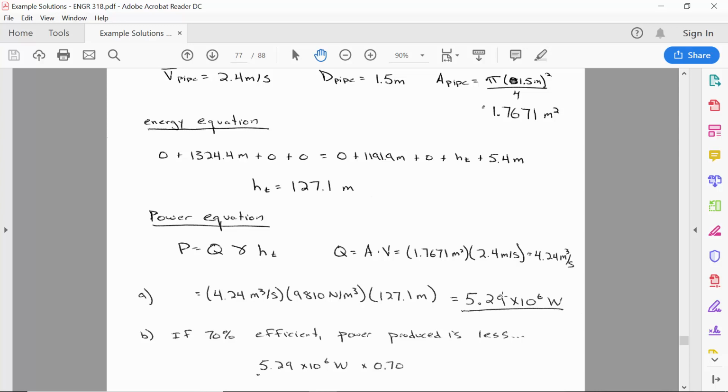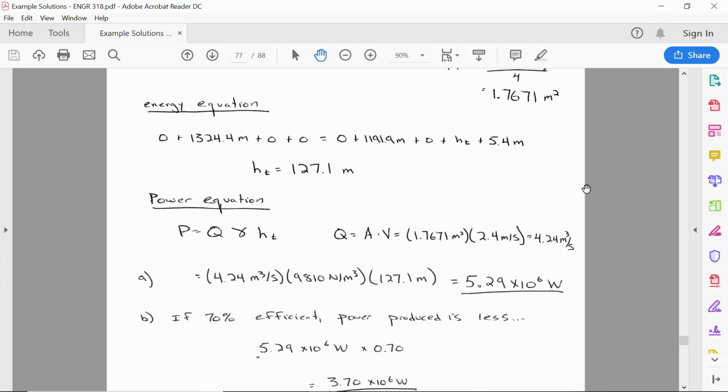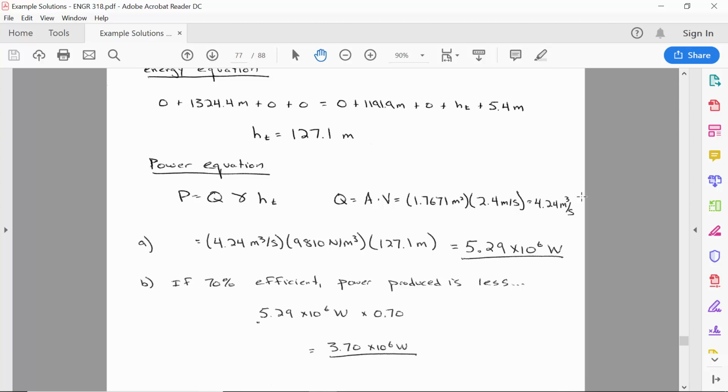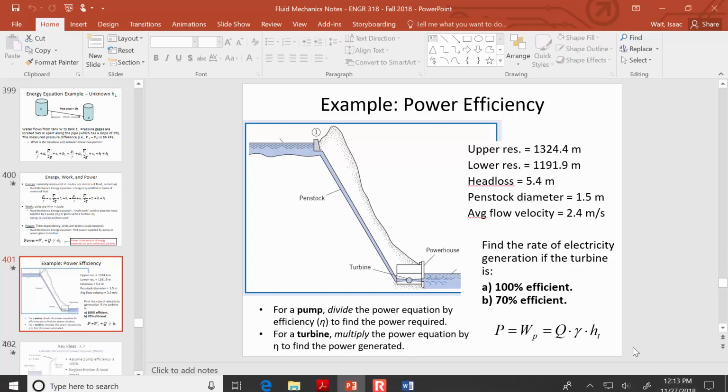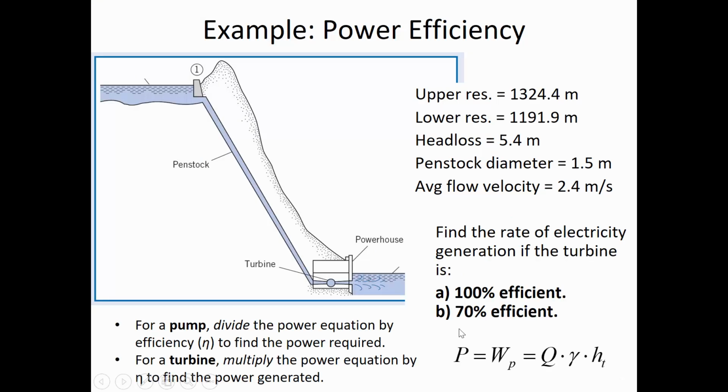So if it's a turbine, you multiply by the efficiency factor. But if it's a pump and you're applying efficiency, you have to divide by the efficiency factor. We'll do an example that proves that to you, but the idea is that, as it says here on the screen, if you have a pump, you divide by the power equation efficiency factor because you're going to have to add more electrical energy into the system to do the work that you want done because of the inefficiency. But if it's a turbine, you multiply.